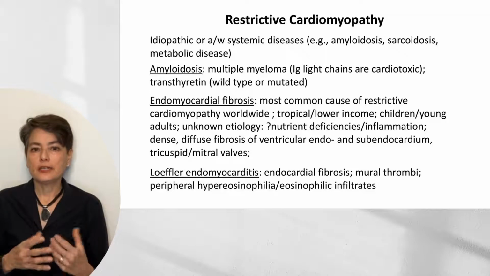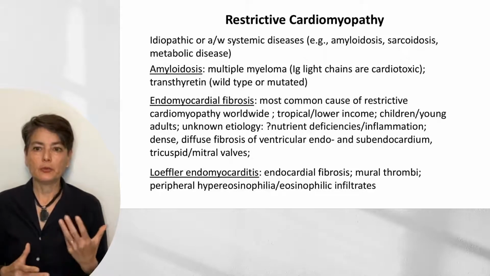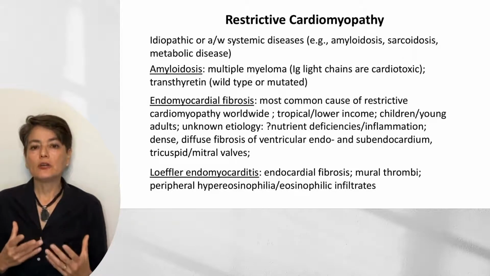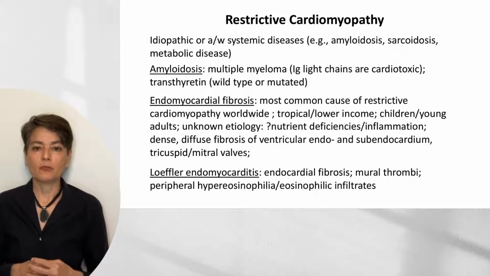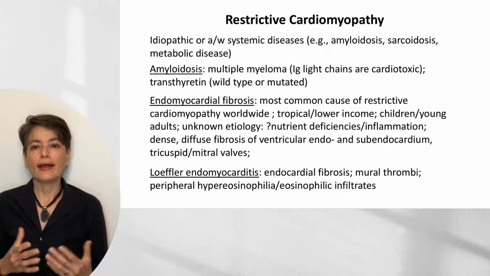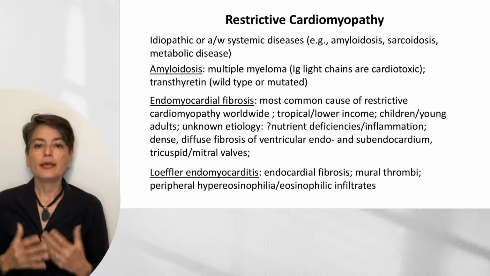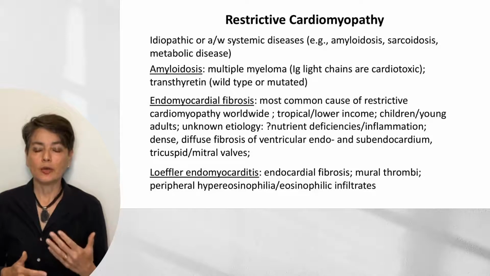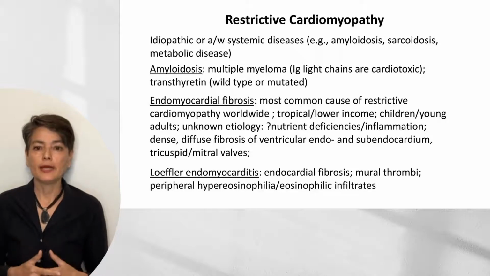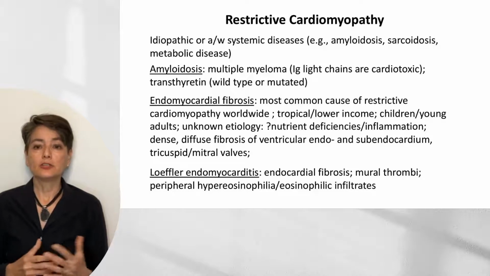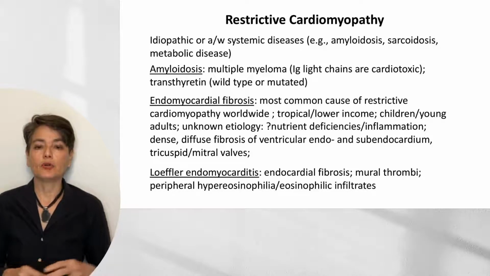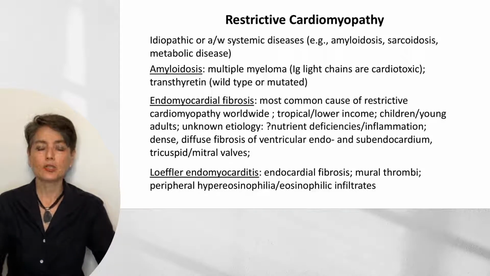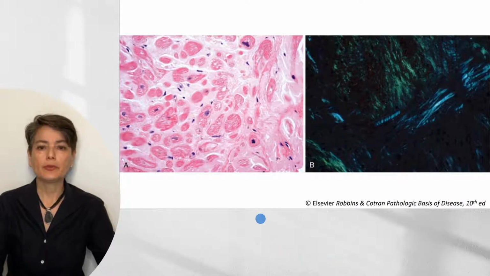Now, I mentioned the eosinophils that are associated with helminths. We also see eosinophils in Loeffler endomyocarditis, but unlike endomyocardial fibrosis, it does not have a geographic distribution. It does have a peripheral hypereosinophilia, so increased eosinophils in the peripheral blood, and biopsies of the heart will show eosinophilic infiltrates. It's associated with endocardial fibrosis and mural thrombi. So let's take a look at these three entities, beginning with amyloidosis.